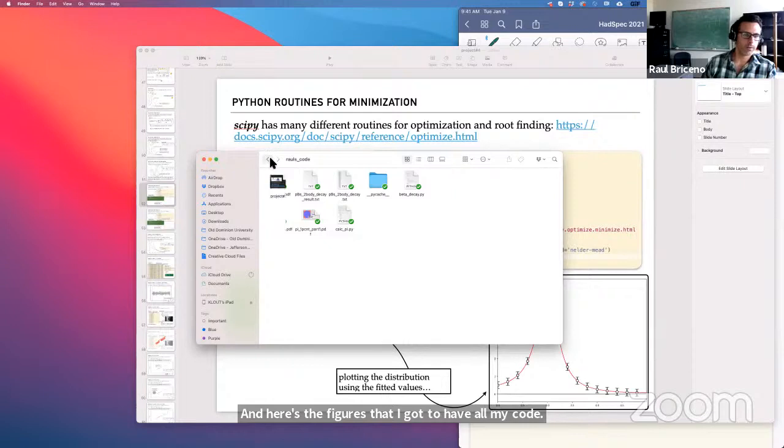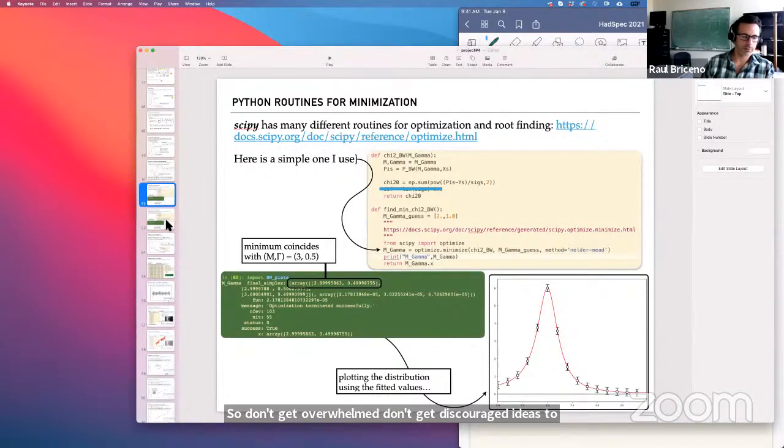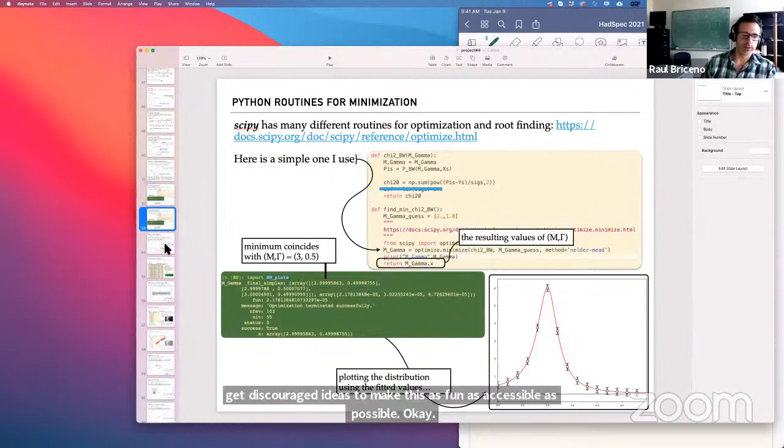So don't get overwhelmed, don't get discouraged. The idea is to make this as fun and as accessible as possible. Okay. Just try to understand what the code is doing, of course.